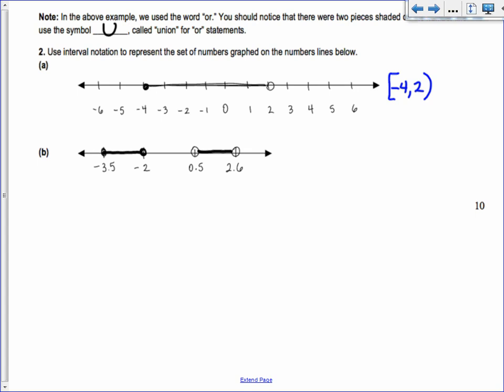All right, now the next one should be bracket -3.5, comma -2 bracket. And then the other piece is parentheses 0.5, comma 2.6 parentheses. And then you want both pieces to be your answer, so you're going to have a union in between.